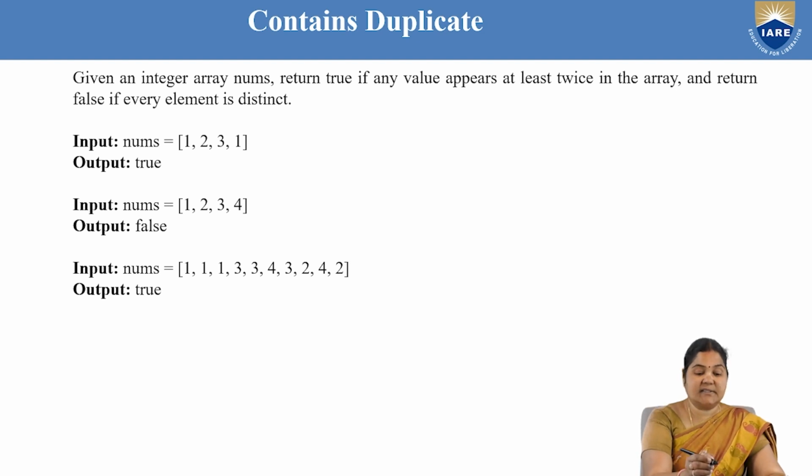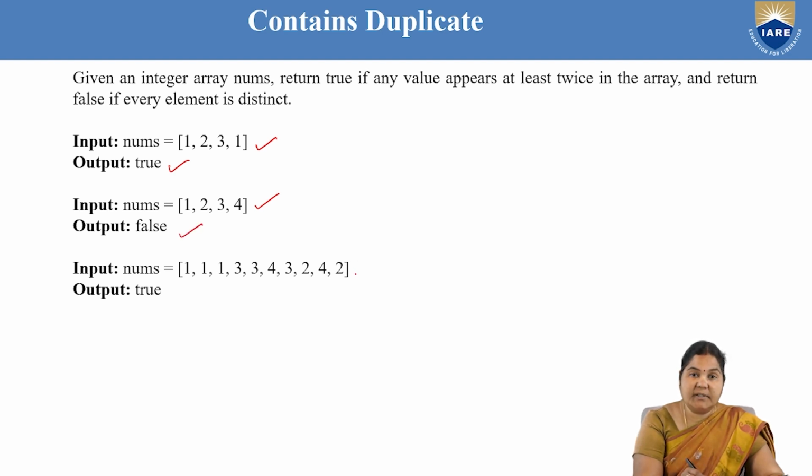So, let us check the test cases. The nums array contains 1, 2, 3, 1. So it contains duplicate elements, so it returns true. Second test case, 1, 2, 3, 4. All are distinct elements, so it returns false. Third one, duplicate elements are there. Yes, it is there, so it will return true. This question is very simple, you have to check whether the array contains duplicate elements or not. So let us see how to solve this question.